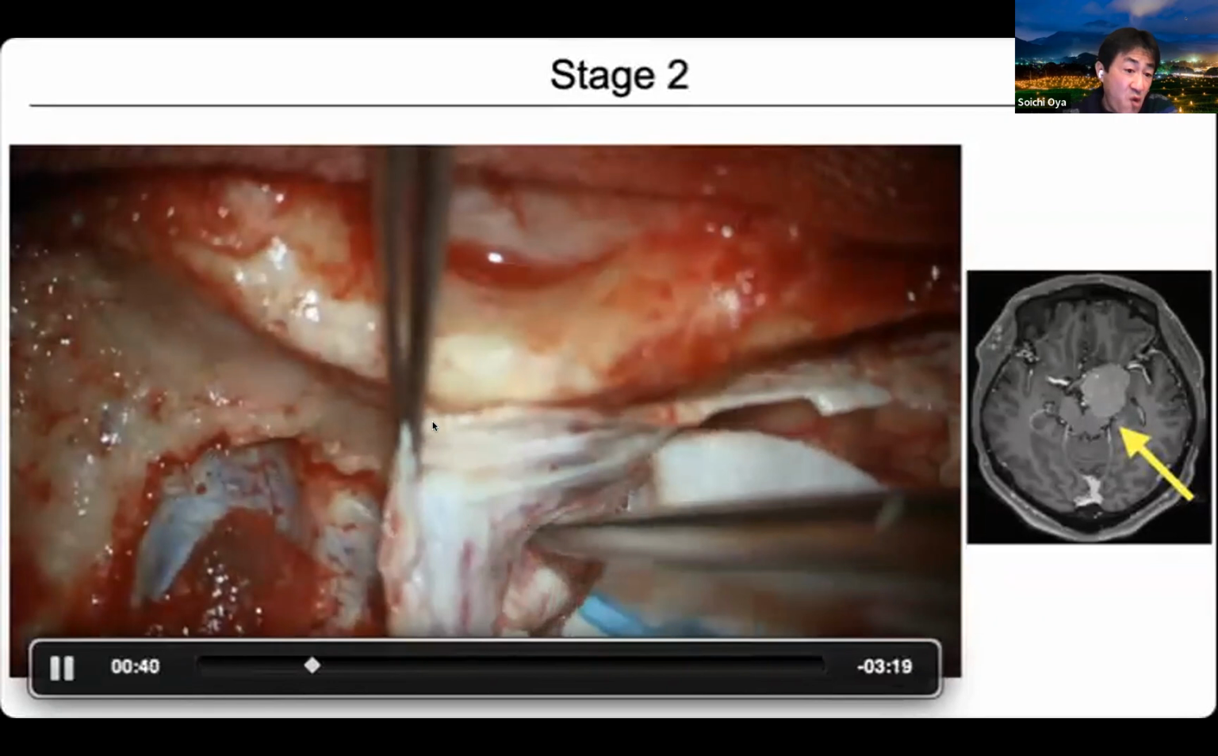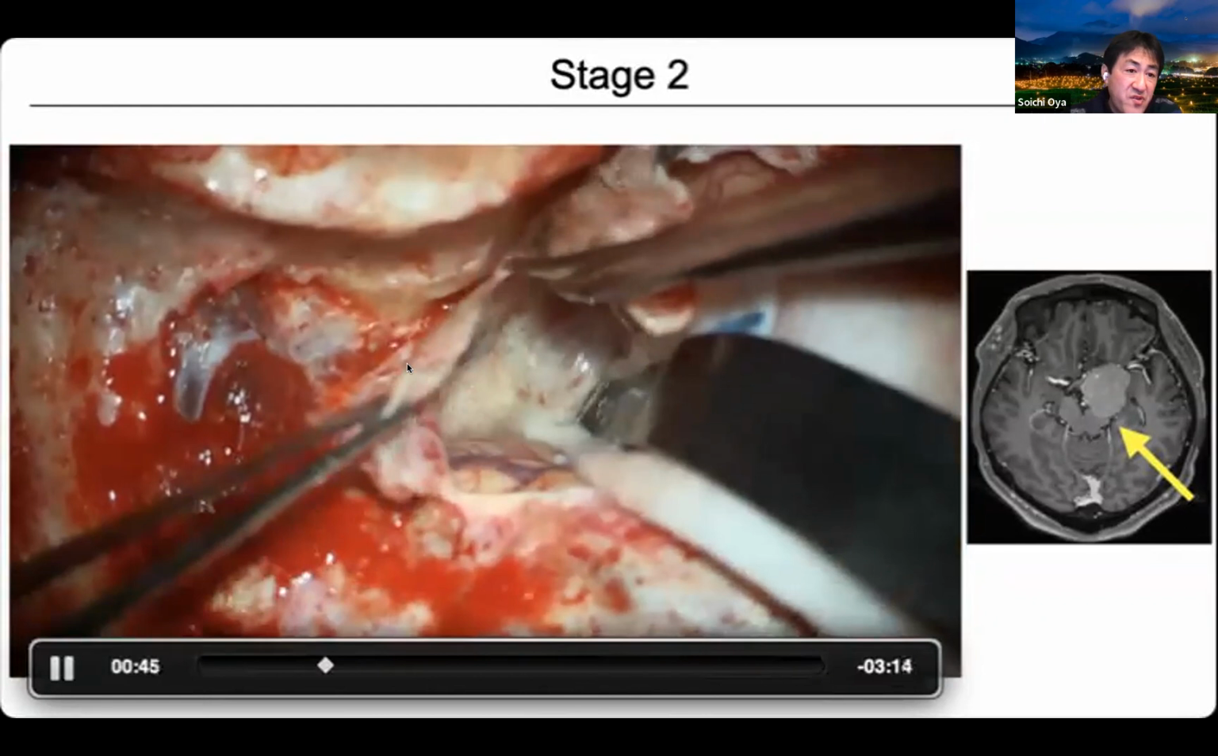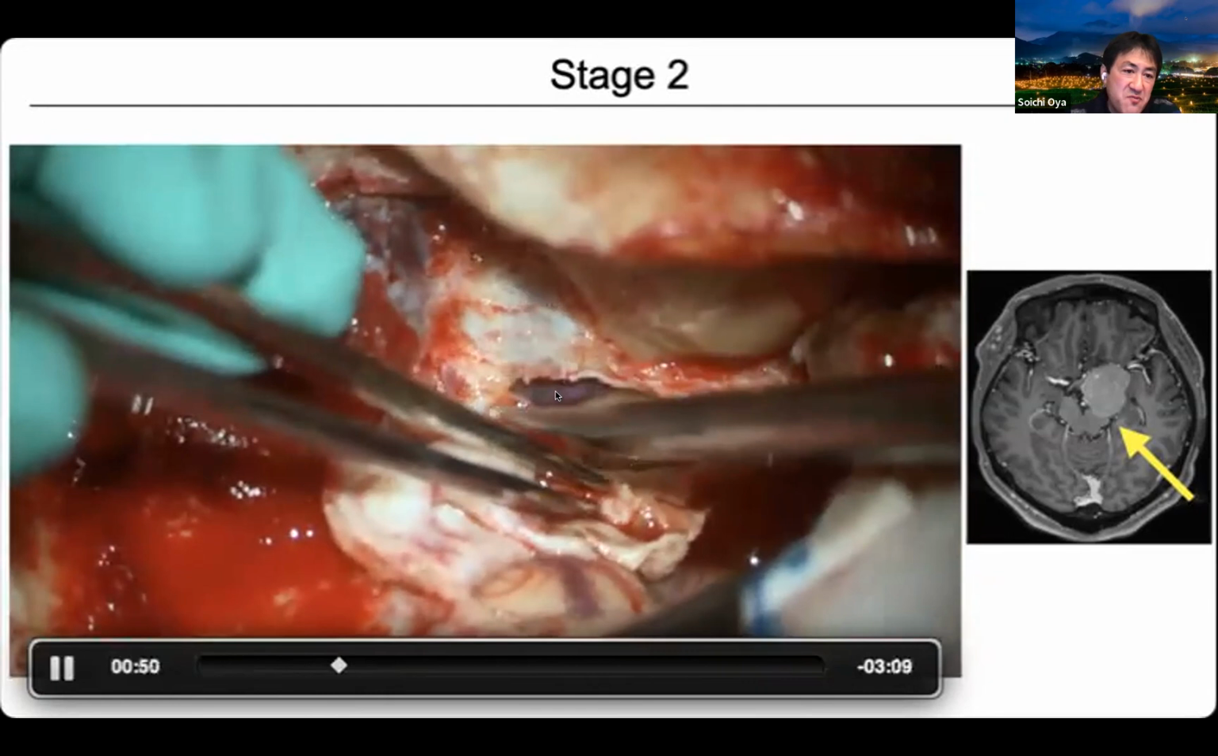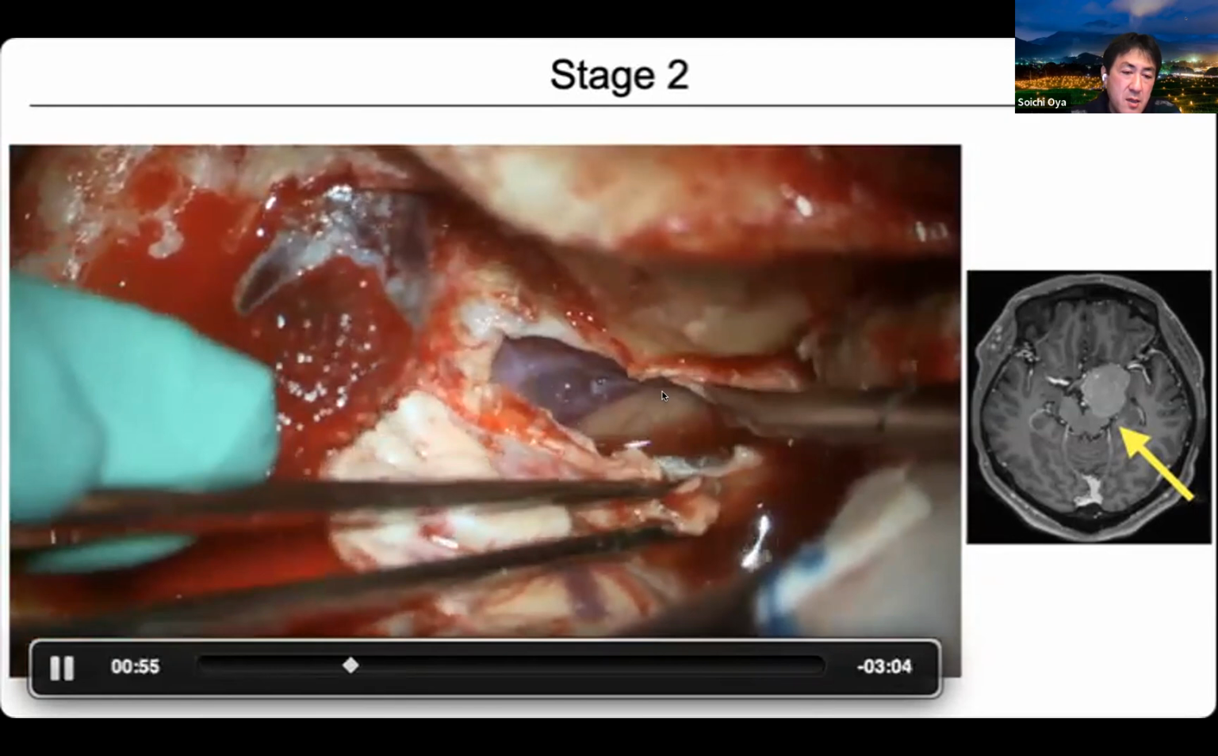To avoid venous injury in this type of surgery, we need to preserve the venous reflux from the posterior fossa via the petrosal vein here. You see, this is the superior petrosal vein flowing into the superior petrosal sinus.